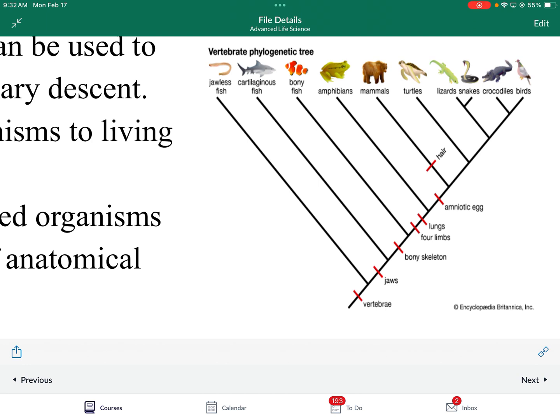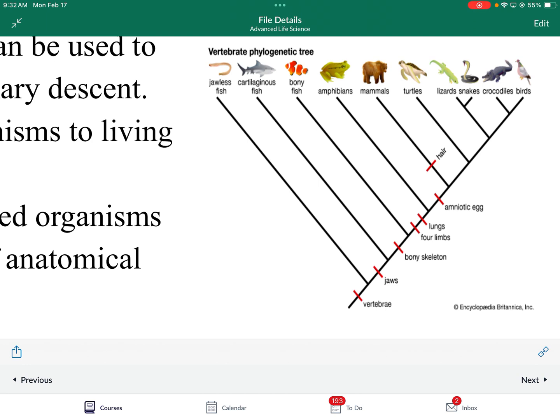Okay? Now, a jawless fish does not have a jaw. The organisms that do have jaws start here, cartilaginous fish all the way to birds. All of these organisms have that in common. But do you see how this red line indicates anything before that does not have this feature in common?